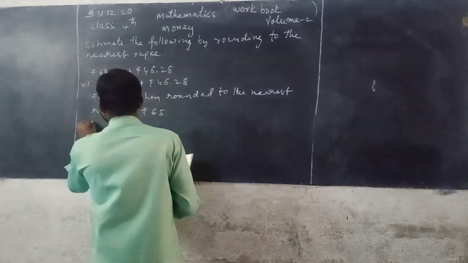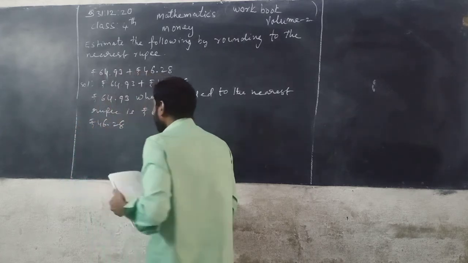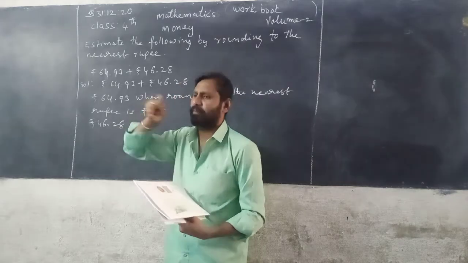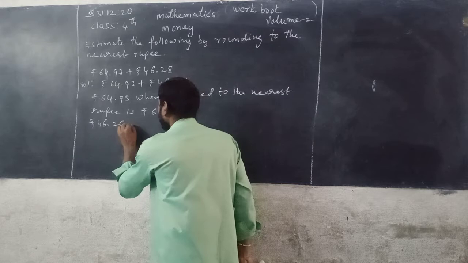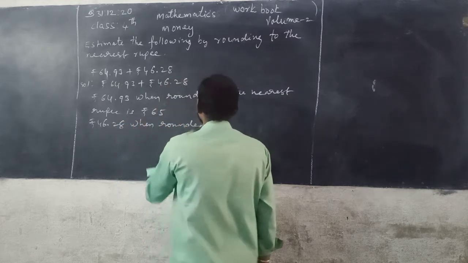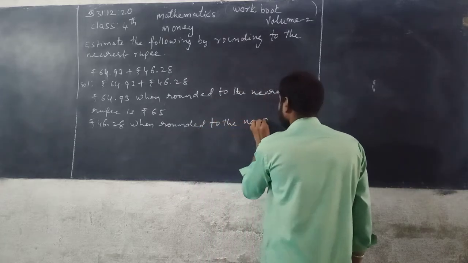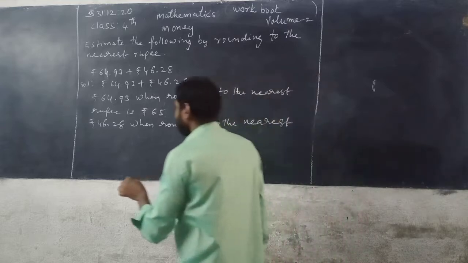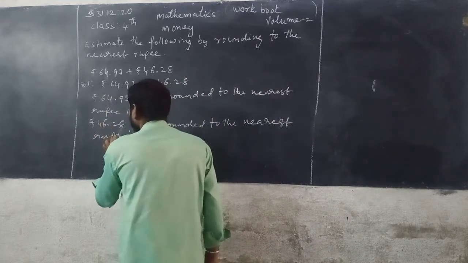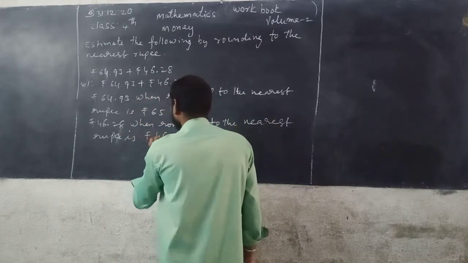Next, 46 rupees 28 paise. See here, 28 paise is less than 50 paise, so I have to take 0 rupee. When rounded to the nearest rupee, it is 46 rupees only.